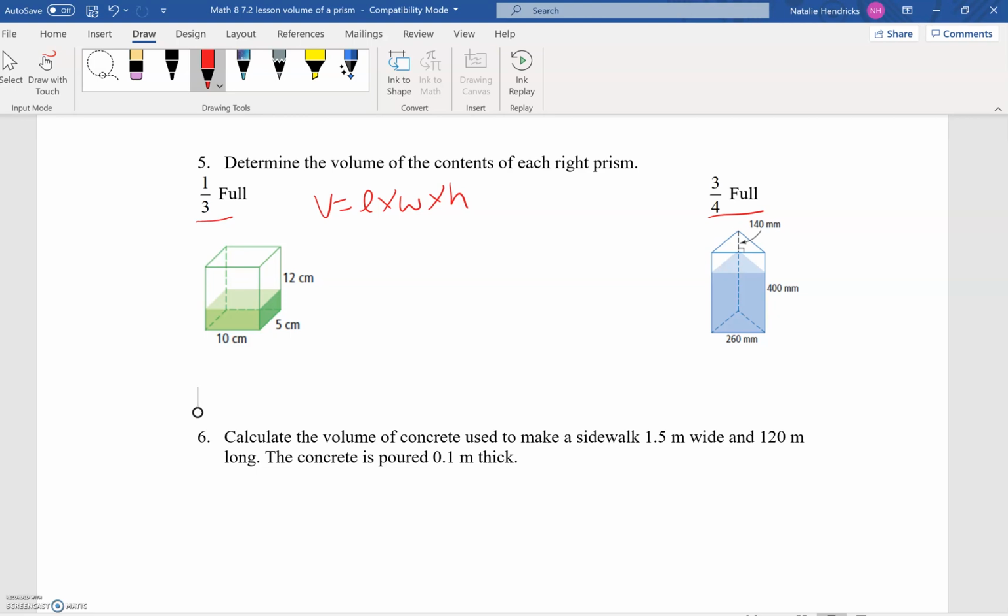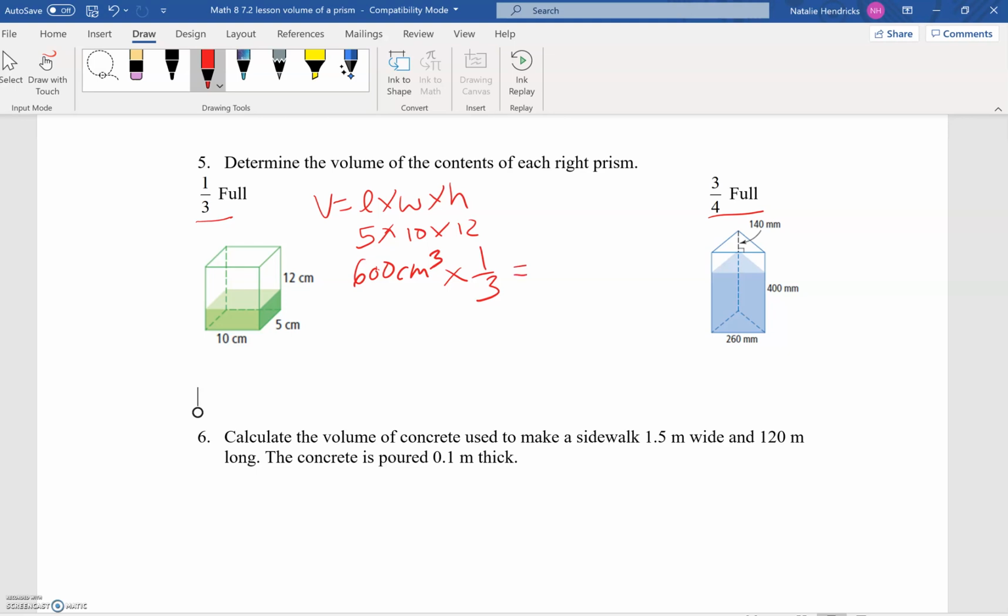So on the first one, we've got length, which is 5, times width, which is 10, times height, which is 12. 5 times 10 times 12 is 600 centimeters cubed. Now, it's only a third full though, so we have to multiply it by the third.